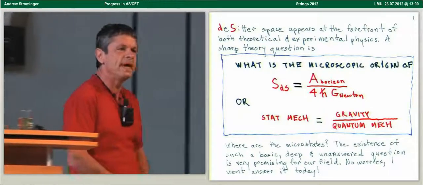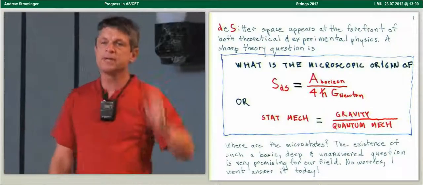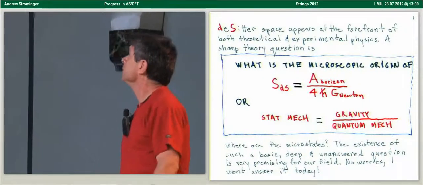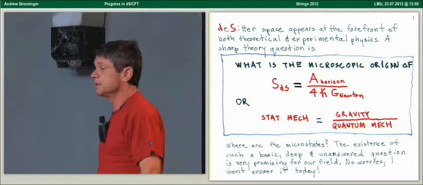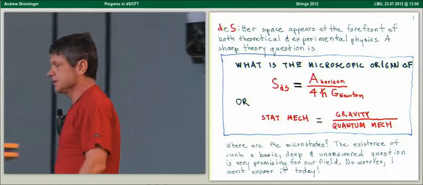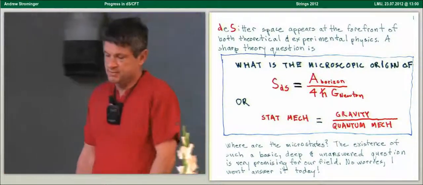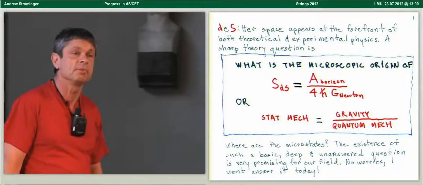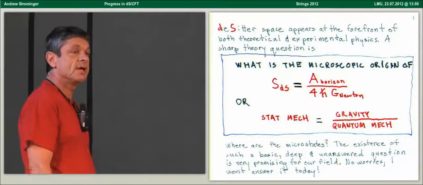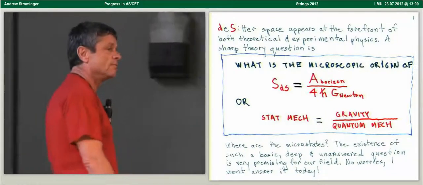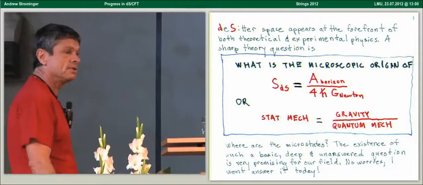So de Sitter space is appearing at the forefront of both theoretical and experimental physics. Of course, most recently, in the last 10 years, it's been discovered that there's a positive cosmological constant, which suggests that the very far future of our universe will be de Sitter space.